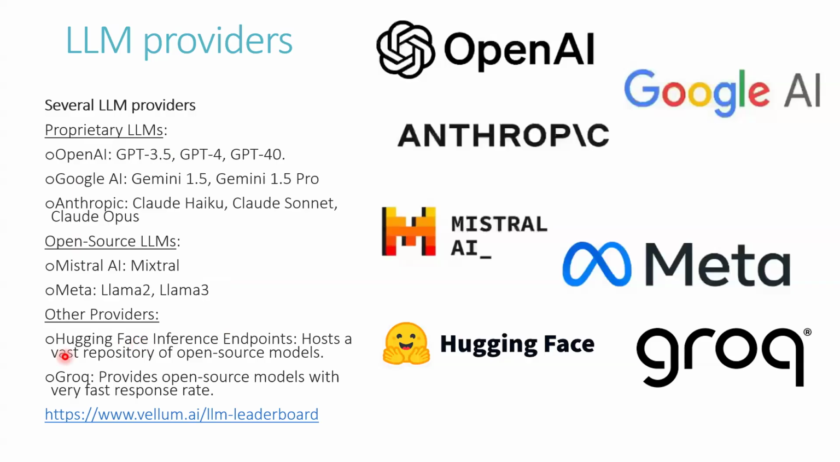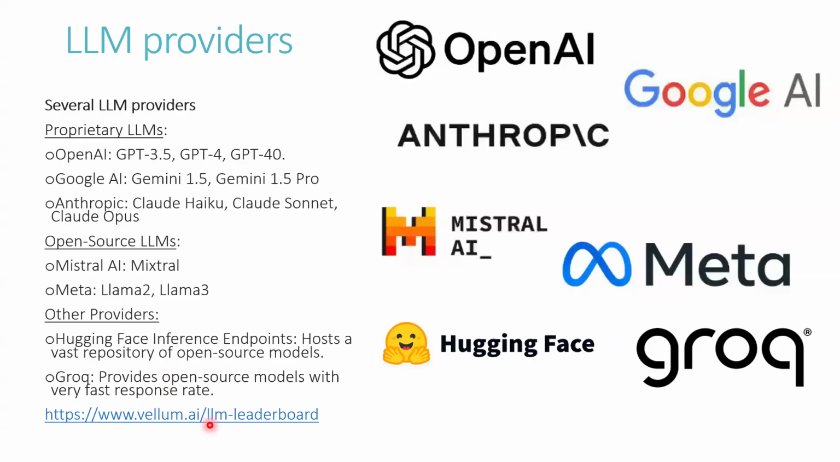There are other providers, as we talked about, Hugging Face and Grok. These are inference points. Hugging Face inference endpoints host a vast repository of open source models. Grok is a platform, and they claim that it's basically an inference engine. They claim that once they host these models on their platform, the inference rate, the response rate, is very fast. One of the fastest engines in the world.